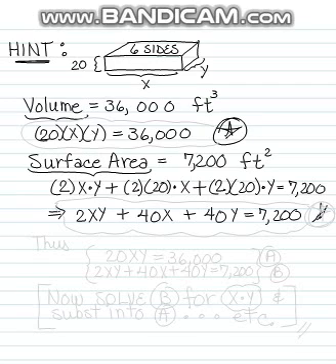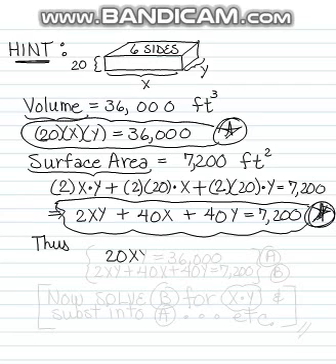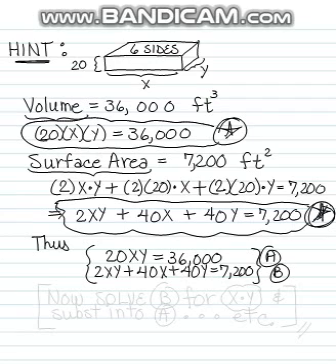I like this equation. I'll put another star here. So we're looking at this star equation for the volume and this star equation for the surface area. That forms a system of equations. Thus, here's our system. Equation A is 20xy equals 36,000. And the other one is 2xy plus 40x plus 40y equals 7,200. That's our equation B. So we formed a system of equations for this word problem.